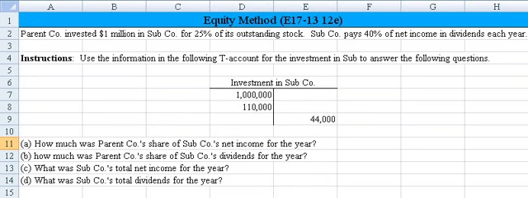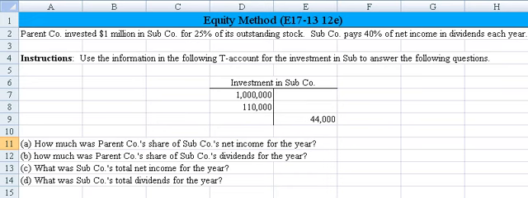Okay, let's take a look at this equity method problem. Parent company invested $1 million in sub company for 25% of its outstanding stock. Sub company pays 40% of net income in dividends each year. And next, I'll read the instructions. Use the information in the following T accounts for the investment in sub to answer the following questions.